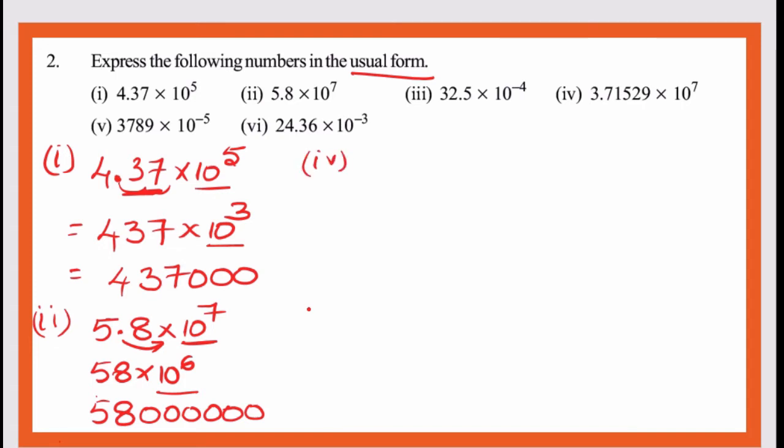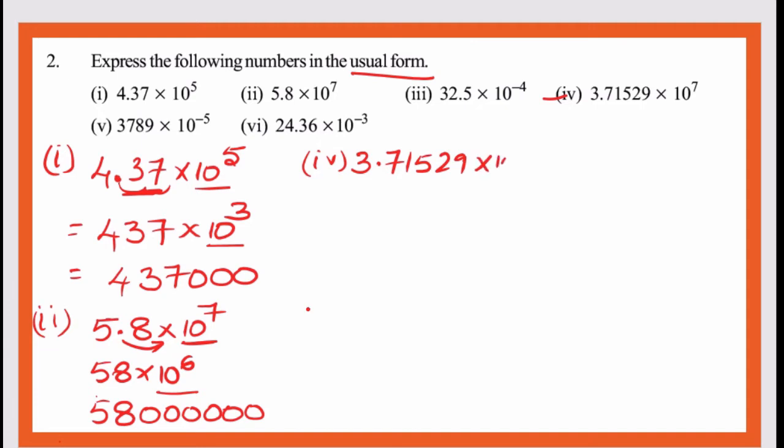Right. Next, moving on to question number 4. If you observe, 3 questions are based on negative power, that means negative exponent, and 3 are in positive power. First of all, we will be doing all the positive powers, and after that we will move on to the negative powers. So question number 4. What is given?